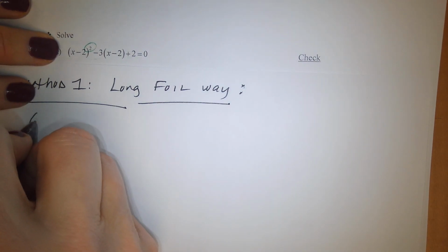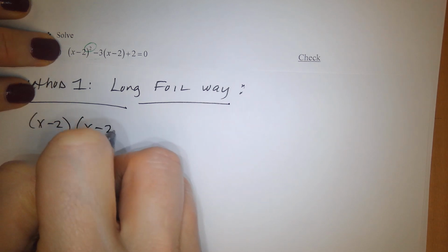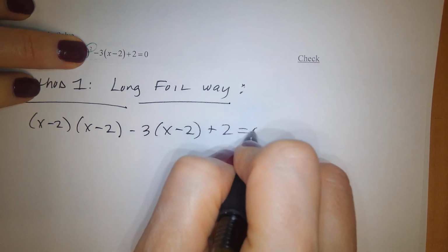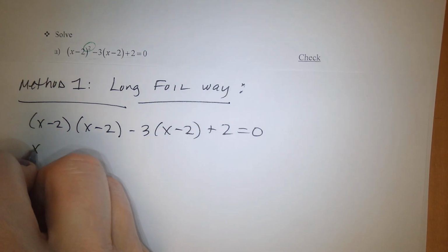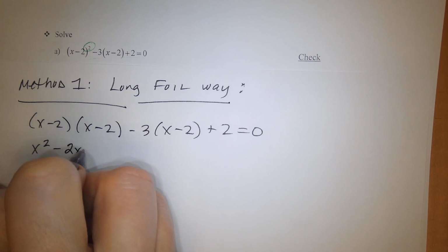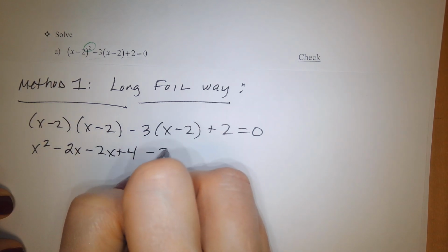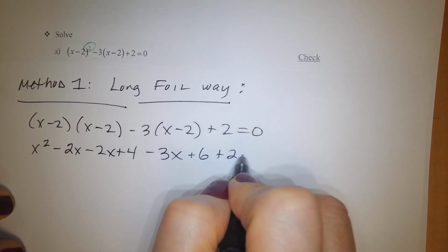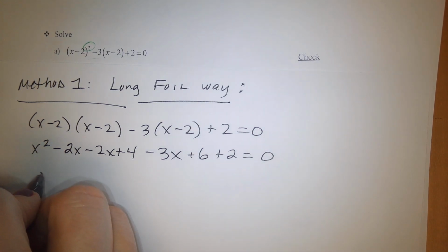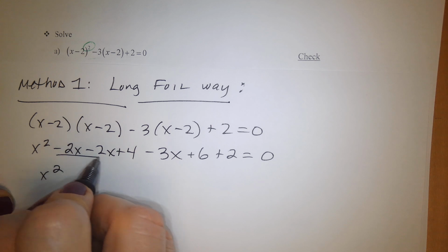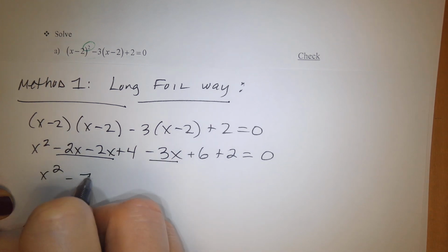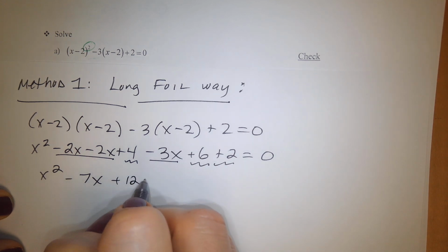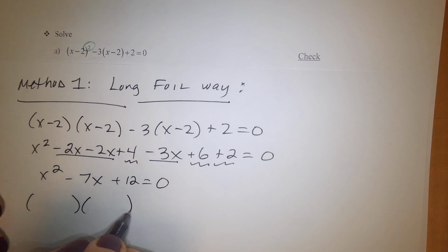So for example, this would be x minus 2 times x minus 2 minus 3 times x minus 2 plus 2 equals 0. So let me distribute everything out. x squared minus 2x minus 2x plus 4 minus 3x. Don't forget that minus sign also distributes to the negative 2 to become plus 6 plus 2 equals 0. And when we combine like terms, we have x squared minus 4x minus 3x, that's minus 7x. 4 plus 6 is 10, plus 2 is 12. You can see that this side will FOIL.